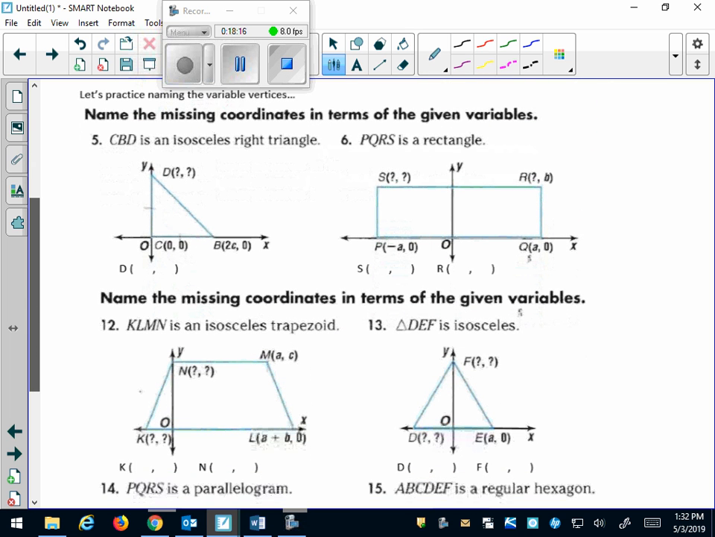All right, let's look at number 5 here. CBD is an isosceles right triangle. Well, we know it's a right triangle because it's in the corner there. They're marking these to be isosceles, so you need to come up with the coordinates of D that would make this an isosceles right triangle. I'd like you to try number 5 and 6.